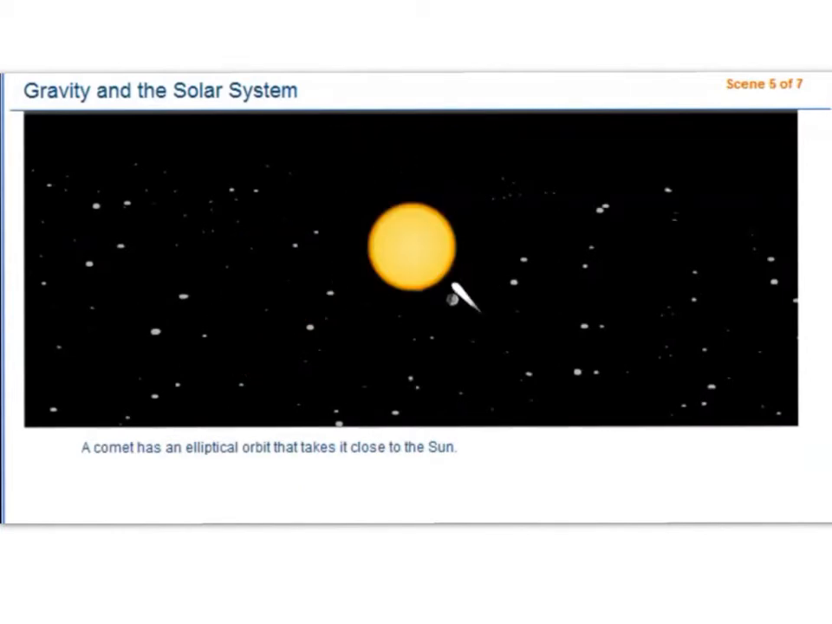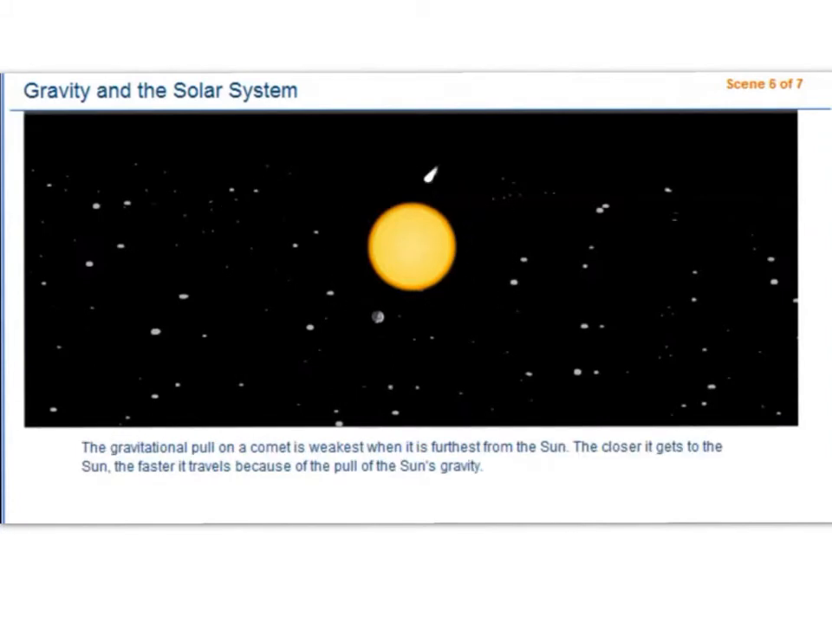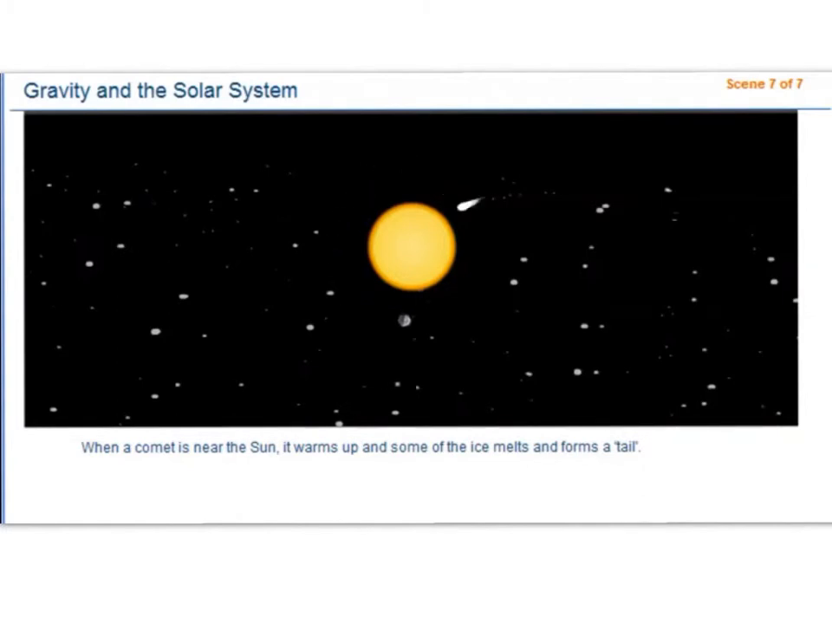A comet has an elliptical orbit that takes it close to the sun. The gravitational pull on a comet is weakest when it is furthest from the sun. The closer it gets to the sun, the faster it travels because of the pull of the sun's gravity. When a comet is near the sun, it warms up and some of the ice melts and forms a tail.